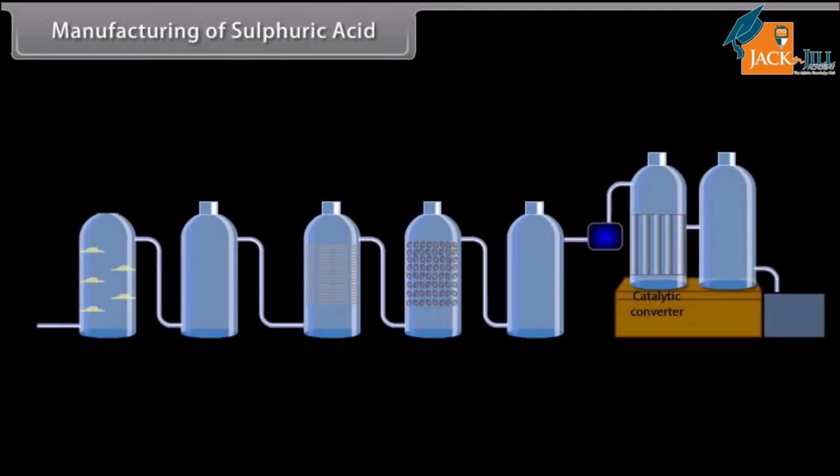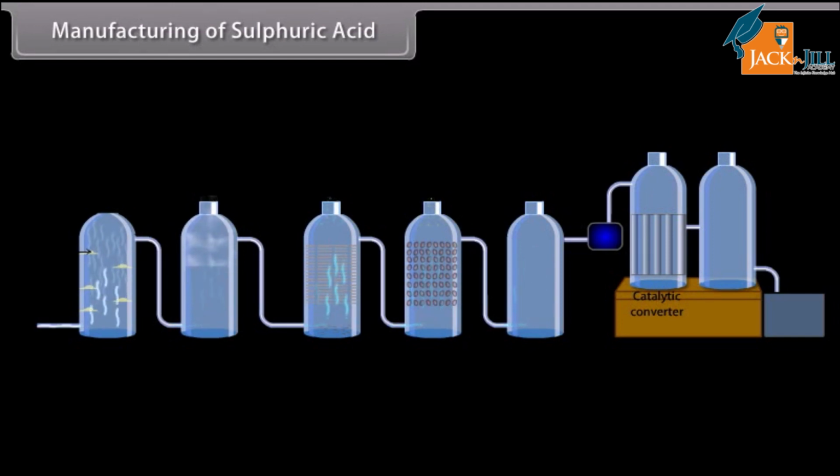Manufacturing of sulfuric acid. The manufacturing of sulfuric acid starts from the sulfur burner. Here, sulfur dioxide is produced. This sulfur dioxide passes through a dust precipitator, which removes dust from the gases. A scrubber is used to remove the soluble impurities. After that, the drying tower removes the moisture from the gases.